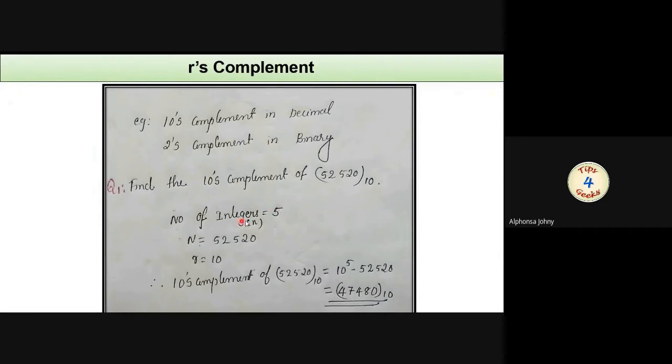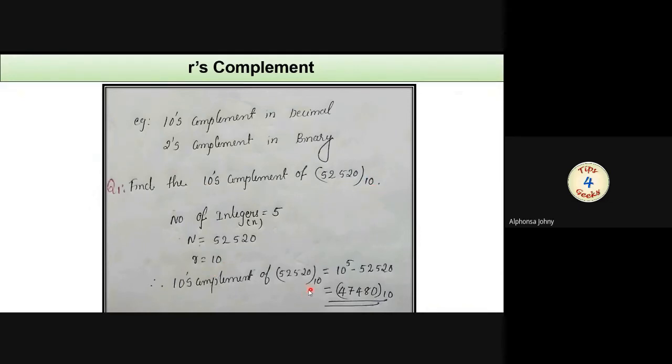Then we have to find out the parameters first. How many integers are present, that is, the number of digits in the integer part? 1, 2, 3, 4, 5. So the number of integers, small letter n, is equal to 5. Then the value of the number, capital N, is the given number itself, 52520. Then what is the base of the decimal number system? It is given in the question itself. It is 10. So r is equal to 10.